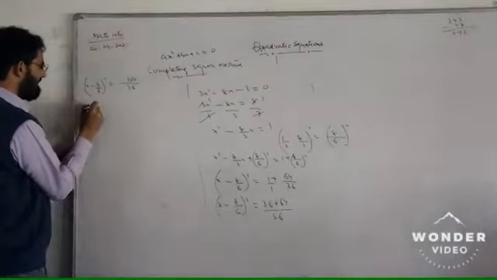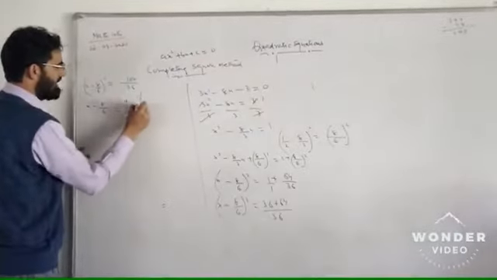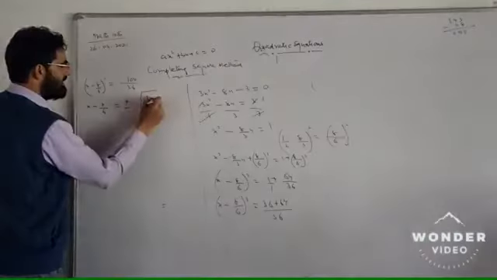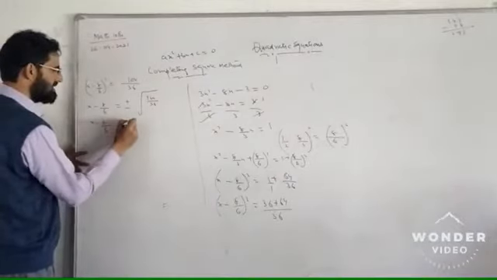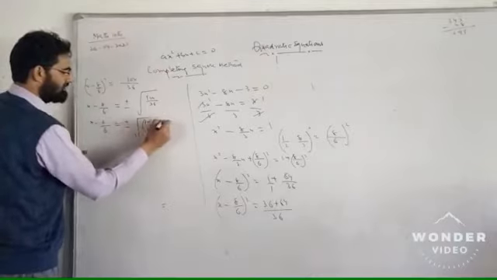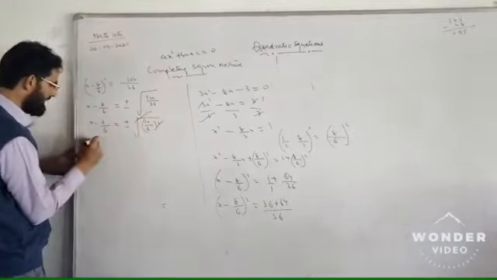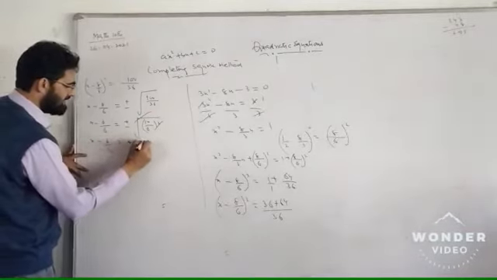So x minus 8 by 6 is equivalent to plus minus under root of 100 divided by 36. Now x minus 8 by 6 is equivalent to plus minus under root of 10 by 6 whole square, square and root will go, and x minus 8 by 6 is equivalent to plus minus 10 by 6.